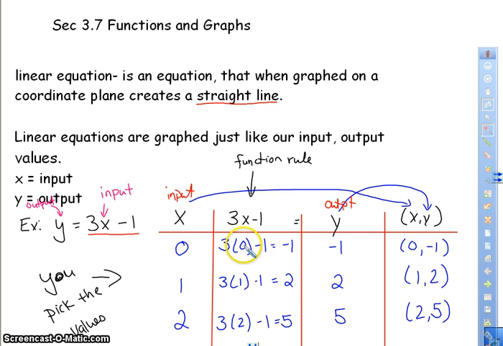3 times 0 is 0. 0 minus 1 is negative 1. So negative 1 is my y. Whatever you get in your function rule, your output value is your y value. So my ordered pair is 0, negative 1, x, y.